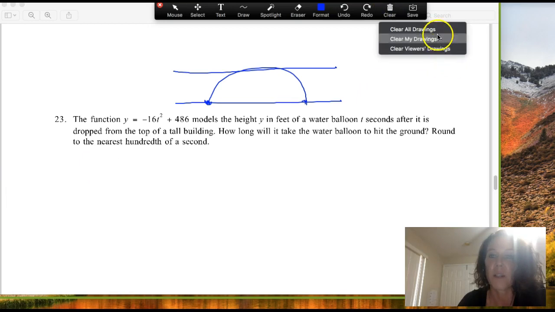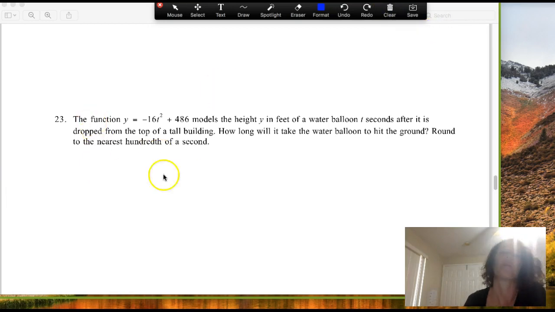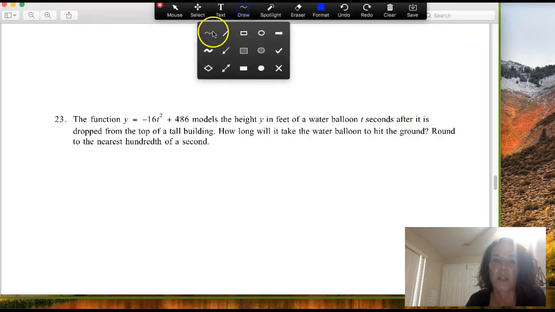And once again on this one, let's do that. The function y equals negative 16t squared plus 486. These are real numbers. This models the height y in feet of a water balloon t seconds after it's dropped from the top of a tall building. How long will it take the water balloon to hit the ground? Round your answers to the nearest hundredth of a second.